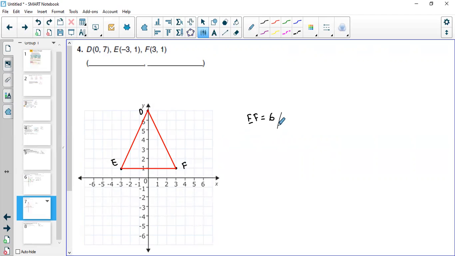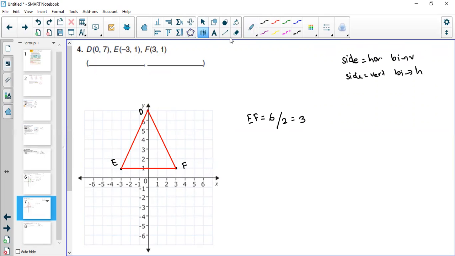So what is the half of 6? That's going to be 3. So I am going to draw, now you can see that the side of the triangle is horizontal, so your bisector is going to be a vertical one. It's the opposite. If the side is horizontal, the bisector is going to be a vertical one. If the side is a vertical one, then the bisector is going to be a horizontal one.